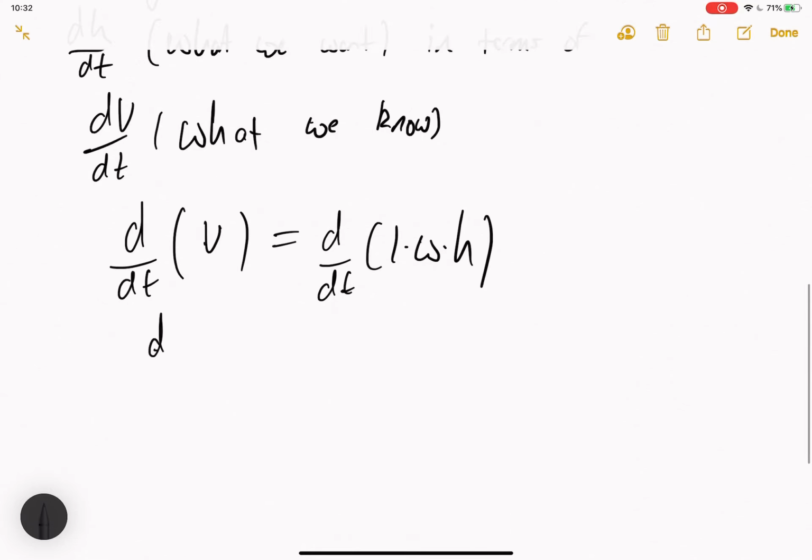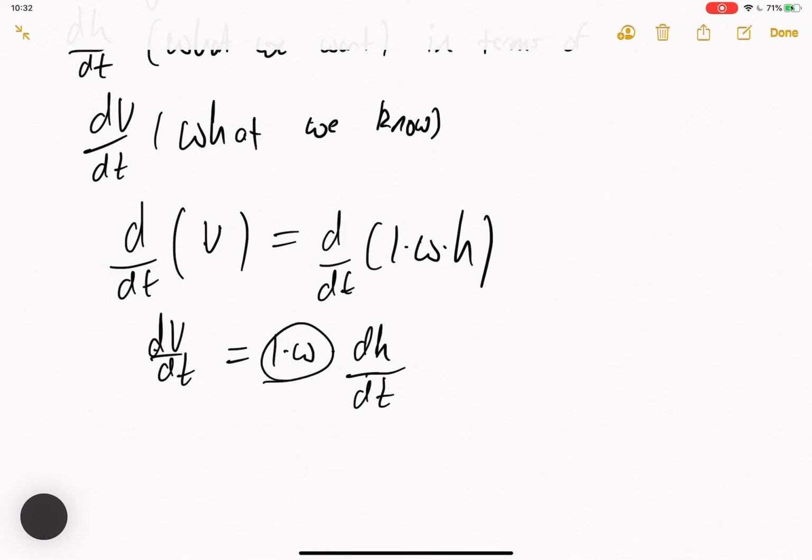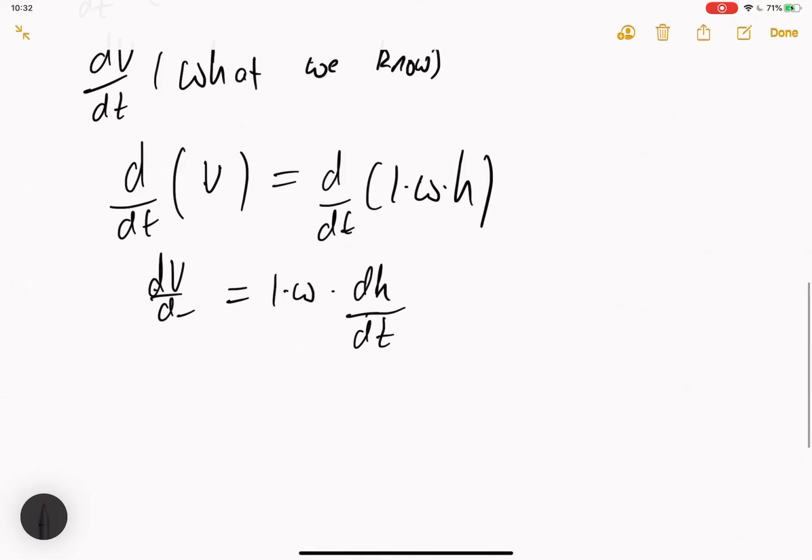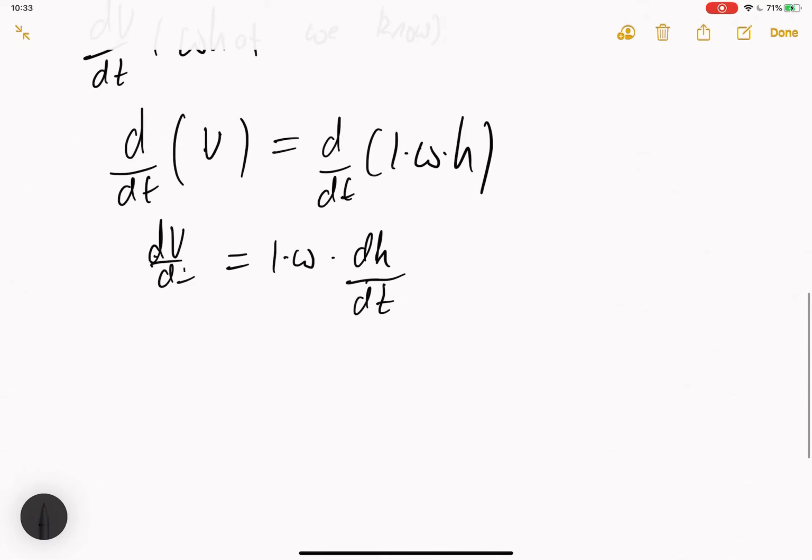So that tells us that dV dt is equal to L times W times dH dt, because L and W are just constants. They're not changing with respect to time, so we get this relationship right here. So we just divide over by LW, and then if we know how dV dt is changing, then we know how dH dt is changing. And that's basically the goal, to create these equations that tell us these things.